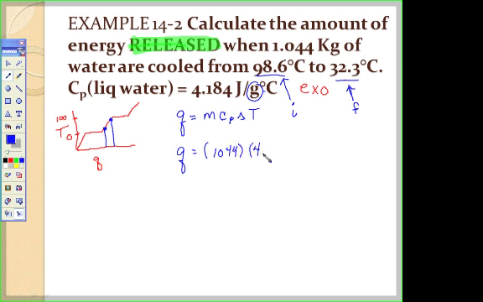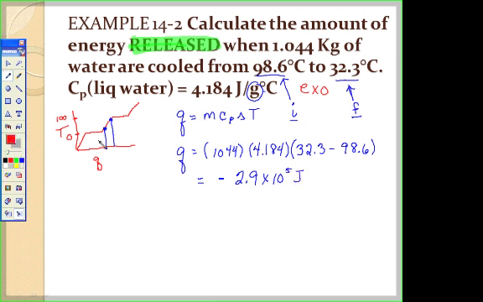I'm going to multiply it by the specific heat capacity. Now, when you do a delta T, it's always final minus initial. And what's nice about that is if you set that up properly, you will get the sign that you need for exo or endothermic reactions. Now, if you solve that mathematics, you may want to pause the video and try that yourself. You're going to get a negative 2.9 times 10 to the 5th joules.